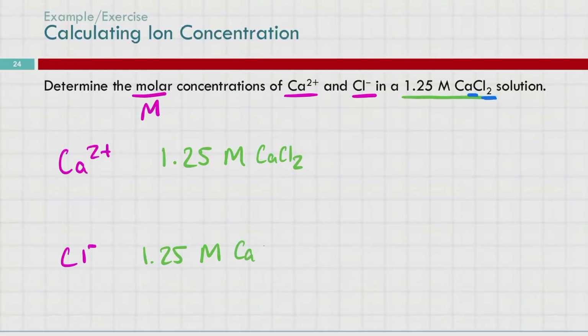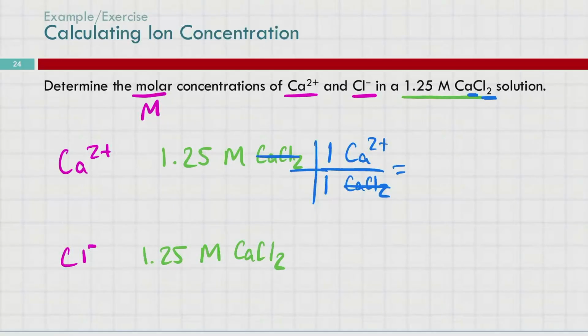(1.25 molar calcium chloride). How many calciums do we have in calcium chloride? 1. So our conversion for the calcium, 1 calcium ion per 1 calcium chloride. It's a 1-to-1 ratio. It's going to be the same thing. So this solution is 1.25 molar calcium ion.